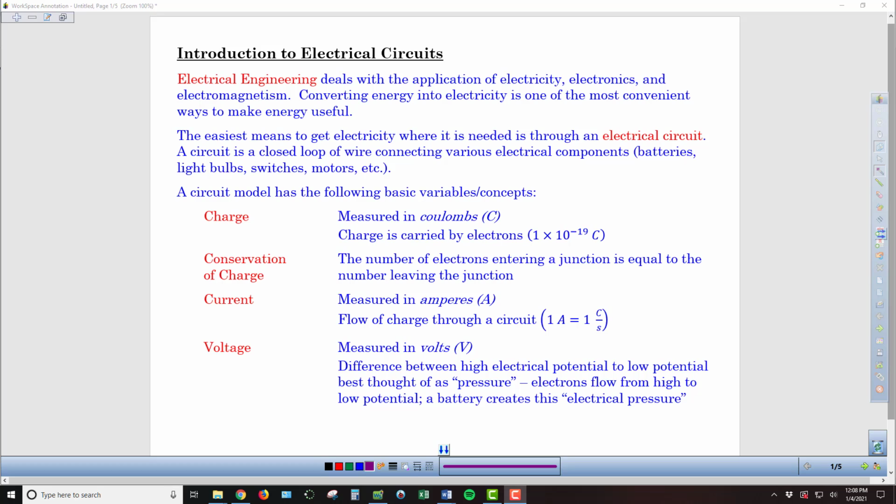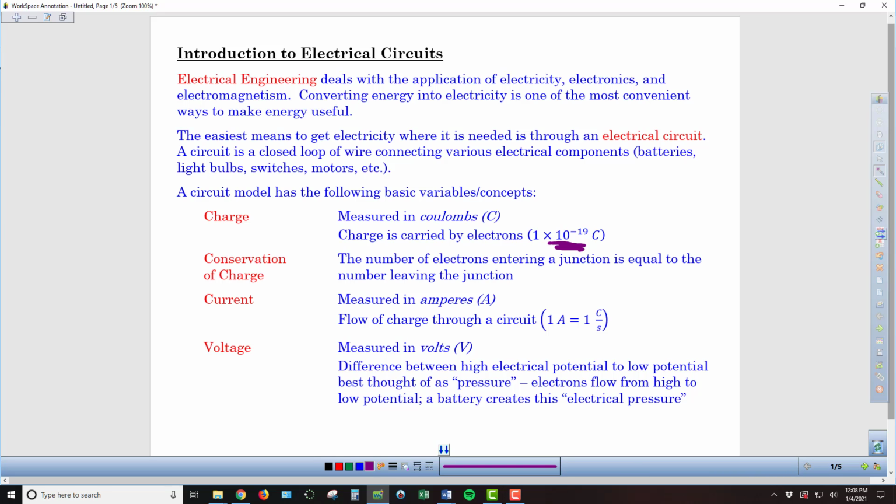So to make sure that we review a little bit of our physics before we get started here, to make sure that we're in good shape, I've got those in front of us here. For example, when we talk about the charge that's carried by electrons, that's measured in coulombs. The charge on an individual electron is very, very small, 1 times 10 to the negative 19th coulombs. Conservation of charge.